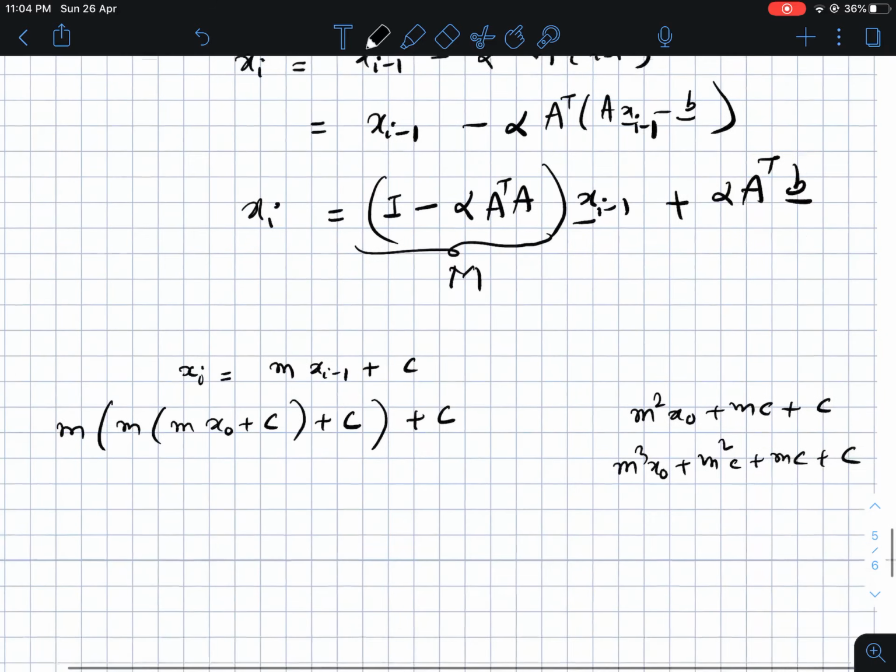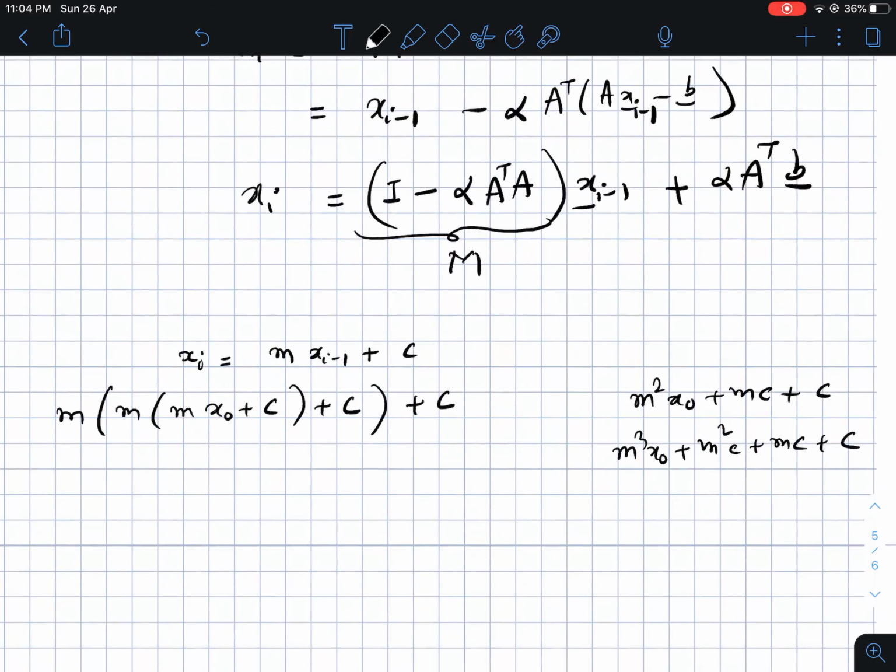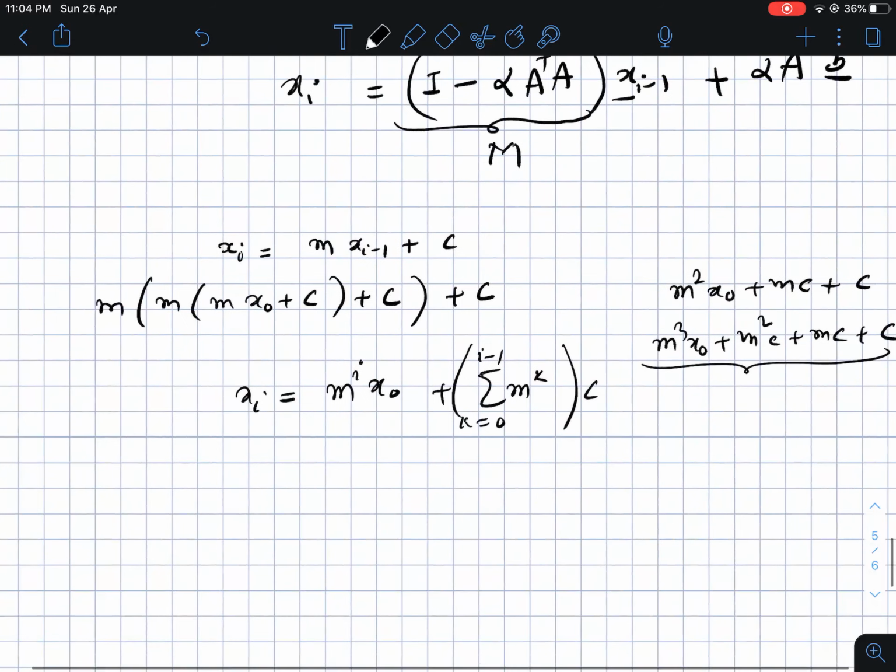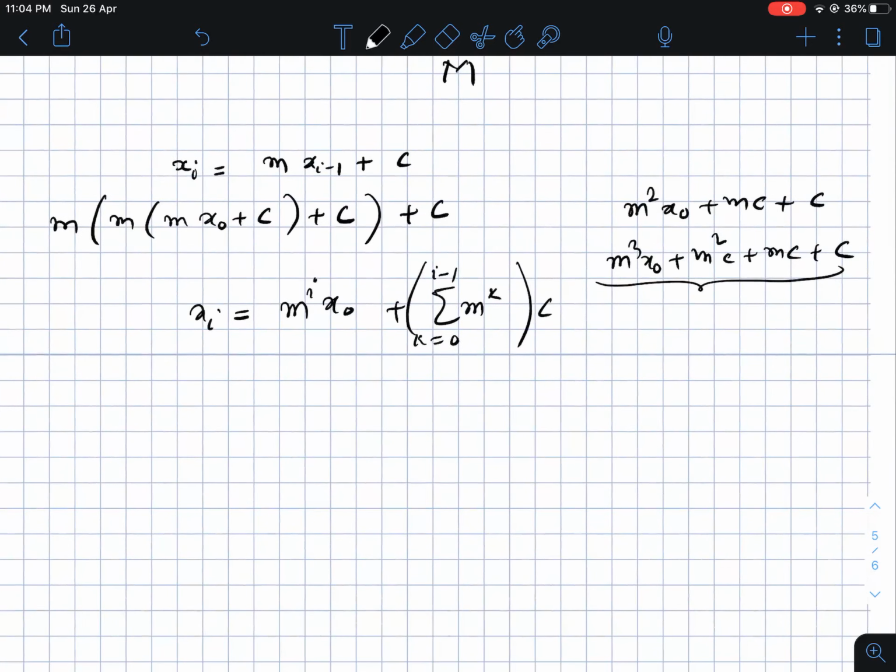Correct, right? So in general, you're going to get some summation like this. You're going to get xi to be m to the i x naught plus c times summation of m to the k, k equal to 0 to i minus 1, times c, something like this you'll get. Okay, same thing will happen with matrices.